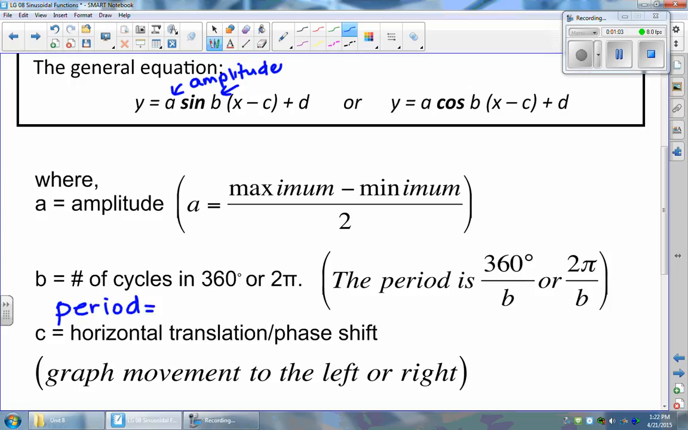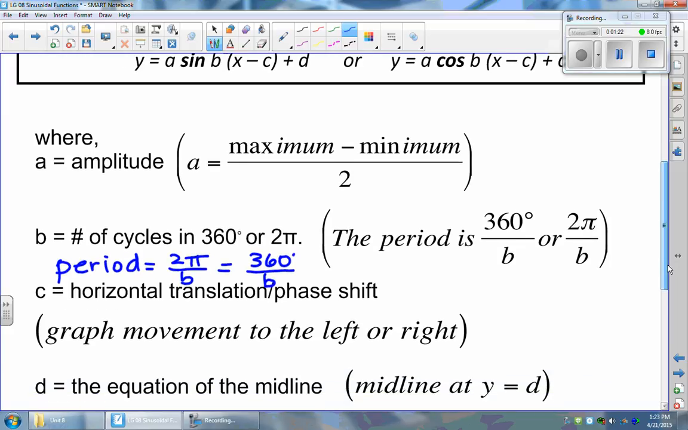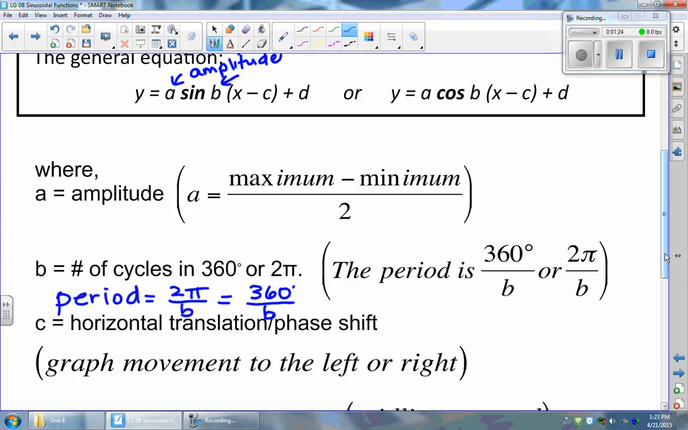So the equation is 2 pi divided by B gives us our period if we're using radian mode, or we can use the equation 360 degrees divided by B if we are using degree mode. C gives us our horizontal translation or a horizontal phase shift. So that tells you how much the graph is shifting to the right or to the left.